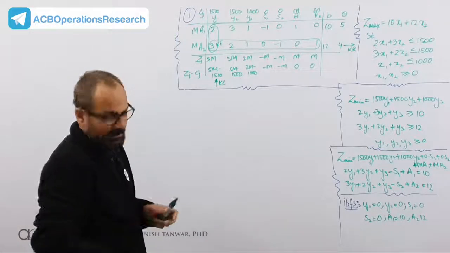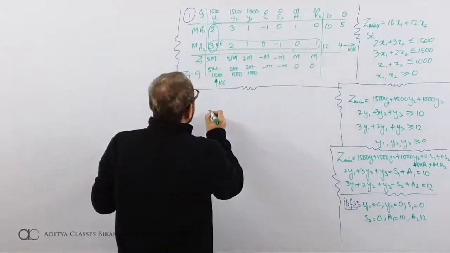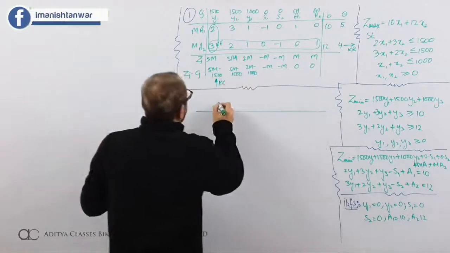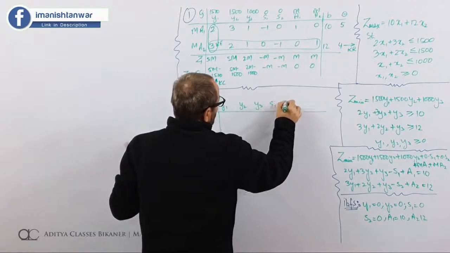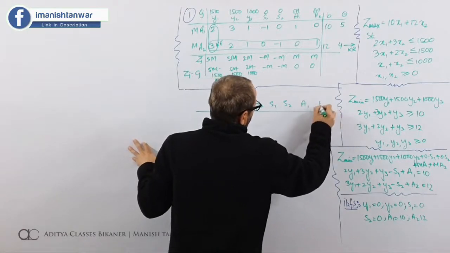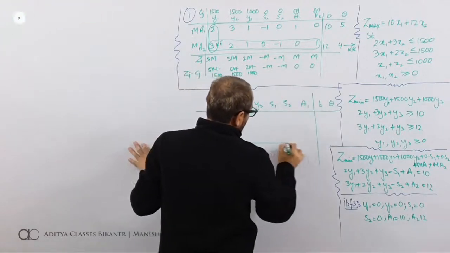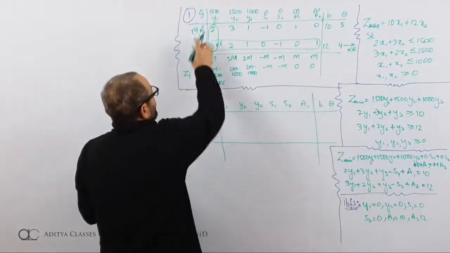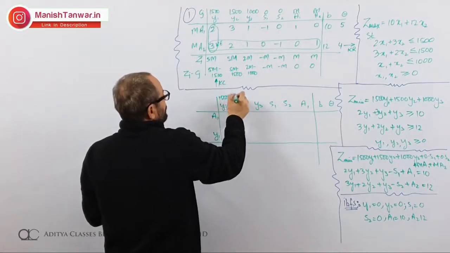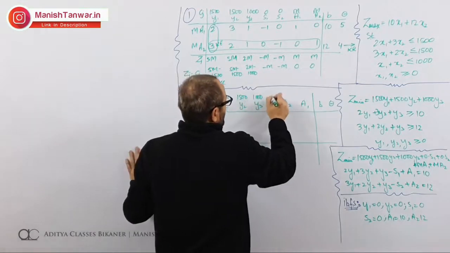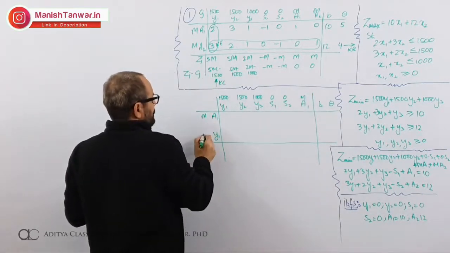This is our table 1. Let us prepare our table 2. Now, who is outgoing? A2 is outgoing. So, from the new table onwards, we will not be having any mention of A2. We will only be having Y1, Y2, Y3, S1, S2, A1, B and theta. Because A2 is the outgoing variable in the first table, now we will never talk of A2. A2 has been kicked out. A1 is still over here. Instead of A2, we are having Y1. What are their contributions? 1500, 1500, 1000, 0, 0 and M. Contribution of A1 is M, Y1 is 1500.